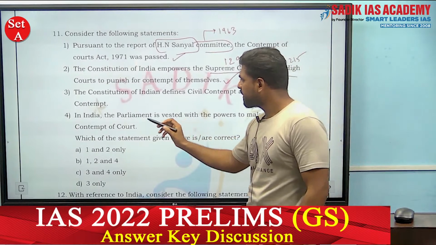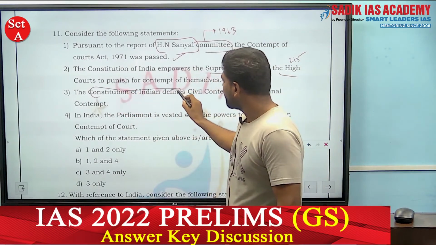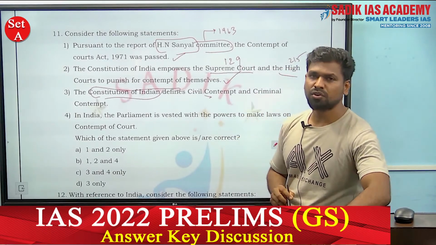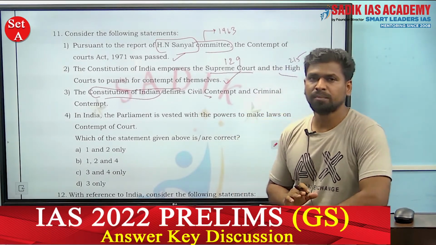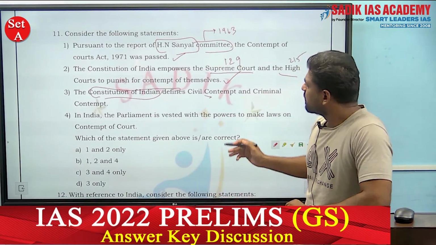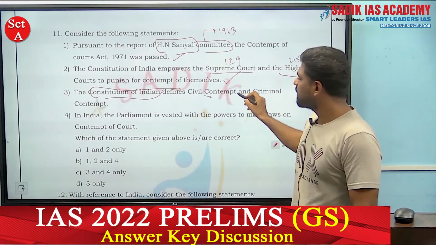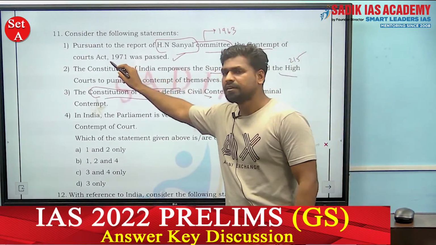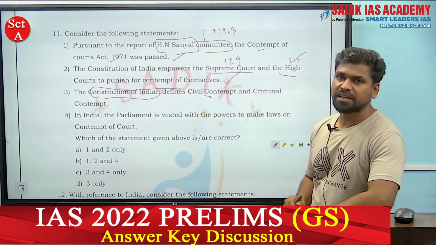What about statement number 3? The Constitution of India defines civil contempt and criminal contempt. This statement is wrong, because the Constitution of India does not make any distinction, nor does it provide a definition. The definition for civil contempt and criminal contempt is provided in the Contempt of Courts Act 1971. Therefore statement number 3 is wrong.